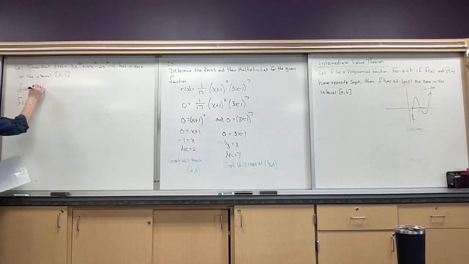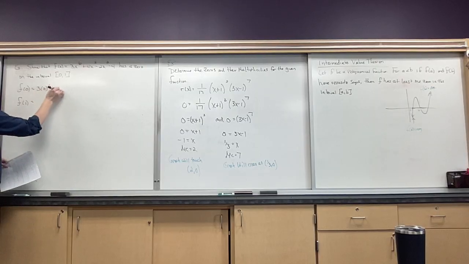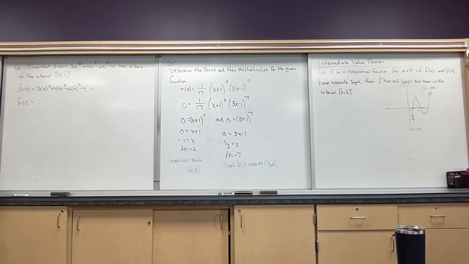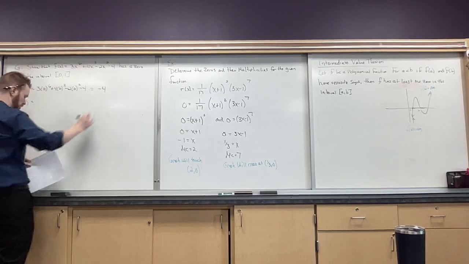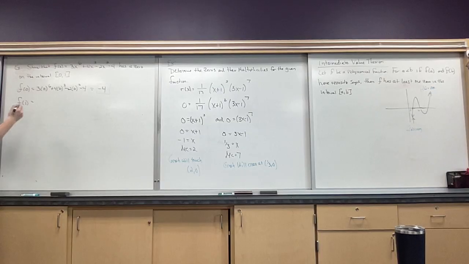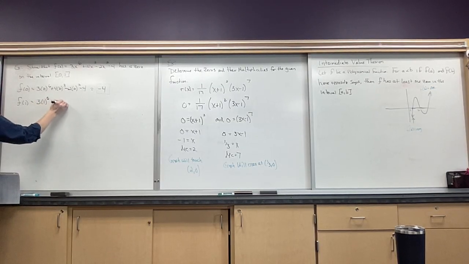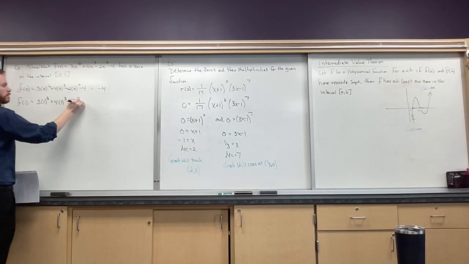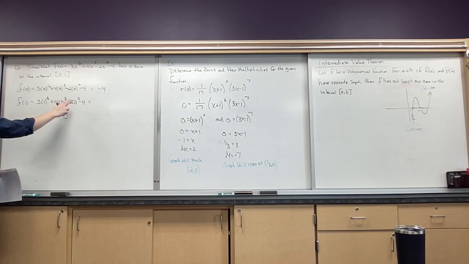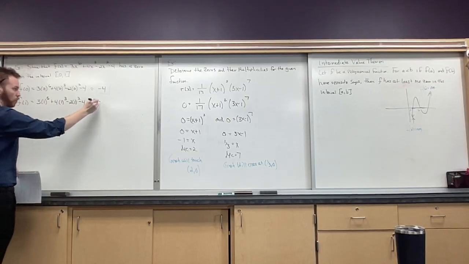So f of 0, that's the easiest. Just plug 0 in. So that gets rid of all your x terms. I'm left with a negative 4 at the end. Again, that doesn't mean anything yet. We have to find the other value before we make a comparison. F of 1, let's plug 1 in. So let's see. We have, that's just a 3, that's just a 4, that's 7, minus 2 is 5, minus 4 is a 1.